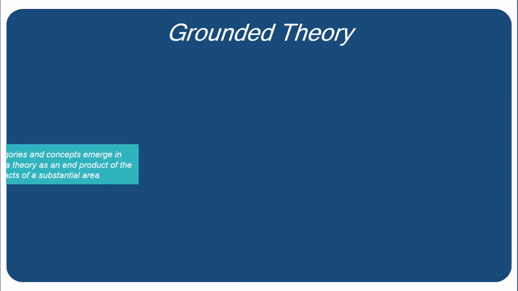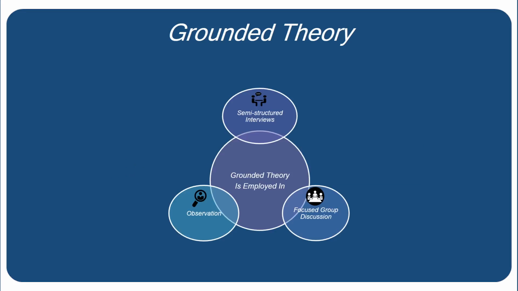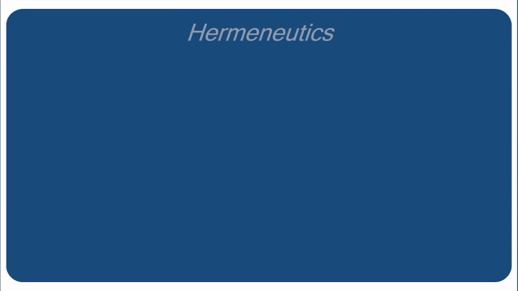Grounded theory. Grounded theory is a systematic research wherein categories and concepts emerge in the course of research that help build a theory as an end product of the research from the empirical facts of a substantial area. It employs semi-structured interviews, focus group discussion, observation, and others.